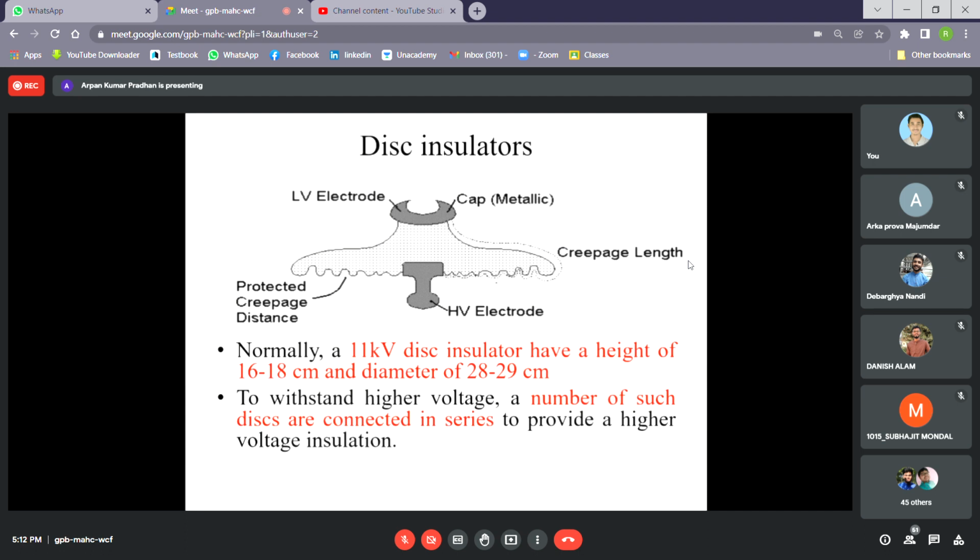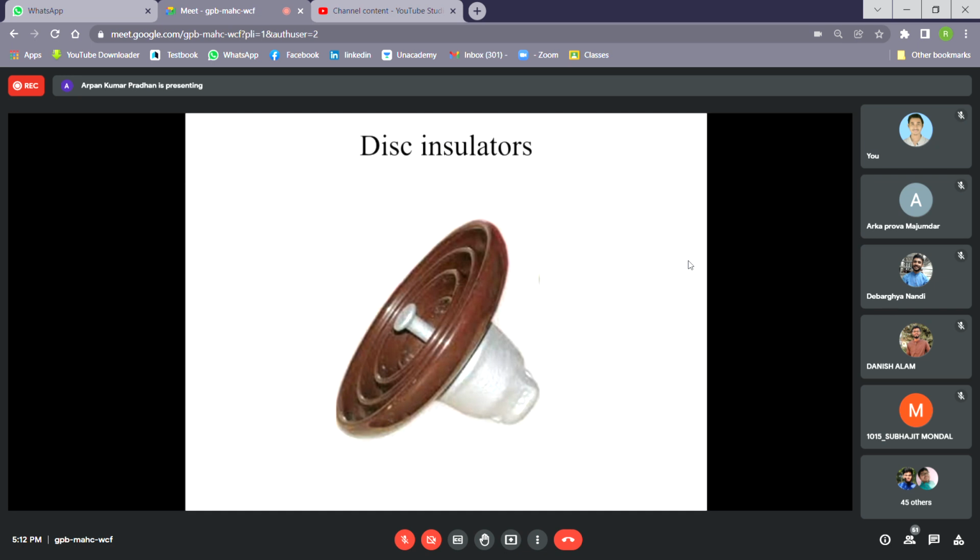Generally the height varies from 16 centimeter to 18 centimeter, and the diameter is 28 to 29 centimeter. We generally design the disc insulator for withstanding a voltage of 11 kV. If you need to use it for higher voltage, you can connect the disc insulators in series. This is the typical figure of the disc insulator. The lower metallic portion is the high voltage electrode, and the upper thick metallic portion is connected to the cross-arm structure of the tower.